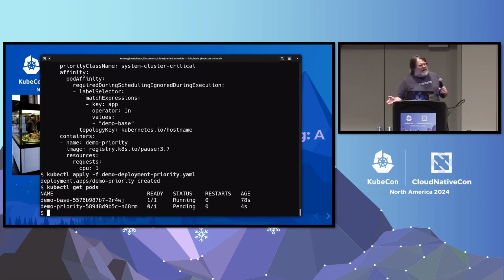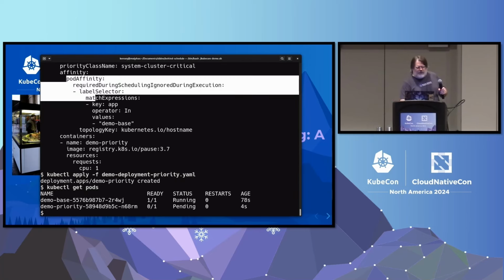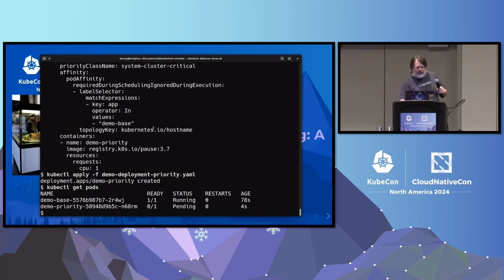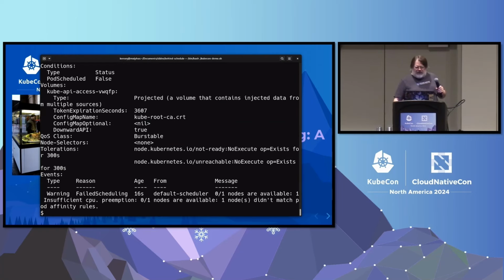Why is that pod pending? Well, the answer is right here. It's this pod affinity. And in fact, if we describe the pods, you will see down there, first it said the one node that's available has insufficient CPU. Then it tried to preempt. And it said one node didn't match pod affinity rules because, again, if it evicts that other pod, now the affinity rule that matches that pod won't match that node anymore. Can't schedule on that node.